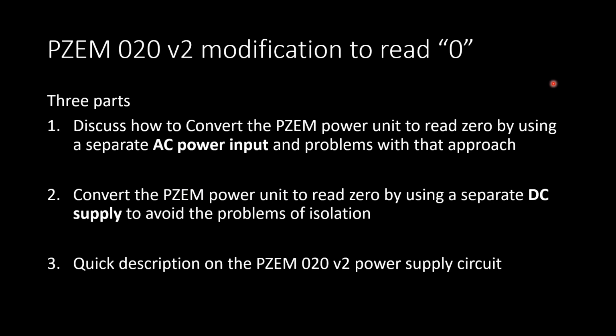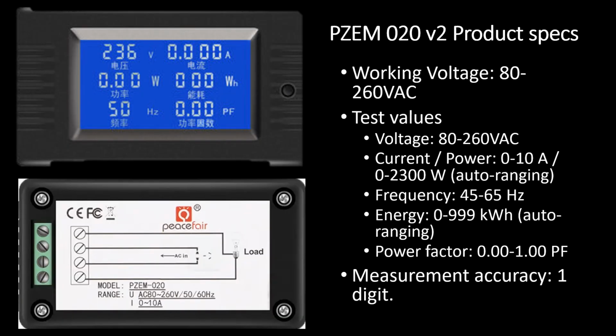So I've divided the video into three parts. In the first part, I discuss the pros and cons of a common approach used by people to convert these units to read zero. The second part shows the approach I adopted, by actually inactivating the internal power supply and using an external DC supply, which avoids some problems with isolation of the AC input and output. And in the last part of the video, I give a quick overview of the very neat approach they've used to develop this power supply unit. Hopefully, this will be of help to other people who are using this meter.